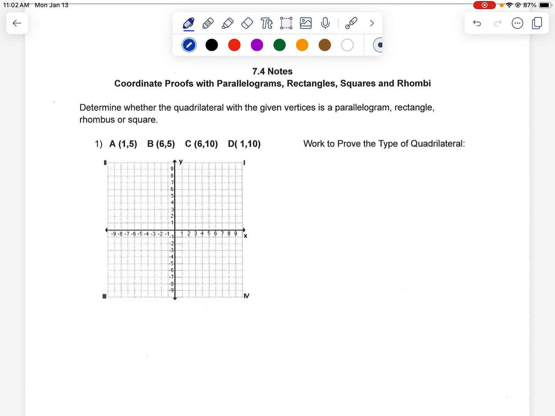Okay, so all we're doing is we're going to plot these points. Be careful. Remember, each point is x comma y. This is the x and this is the y. So I got (1, 5), (6, 5), (6, 10), and (1, 10), and it's A, B, C, and D, and connect my points.